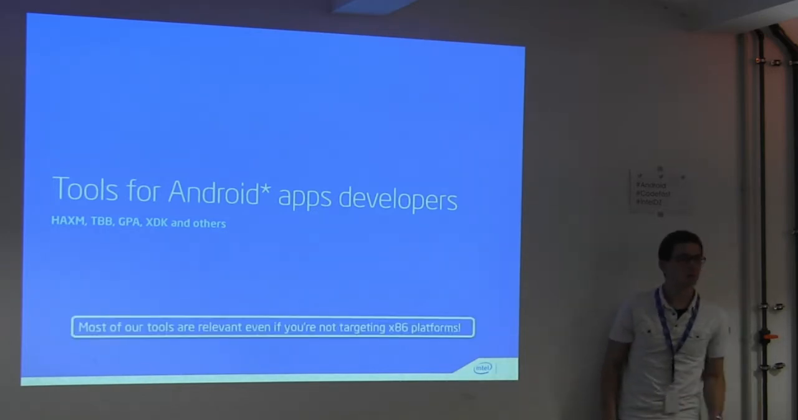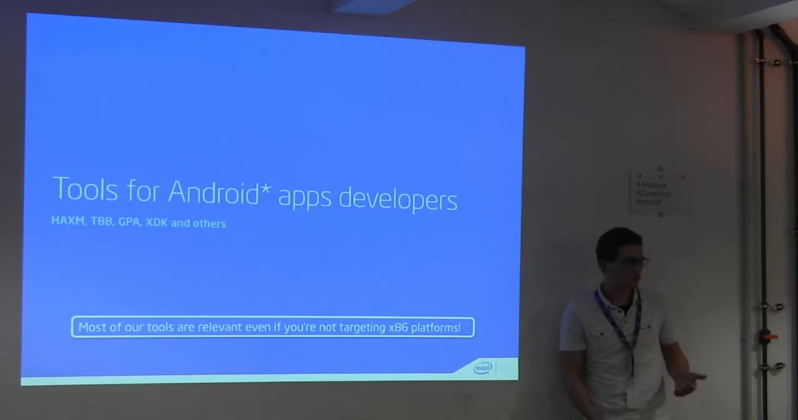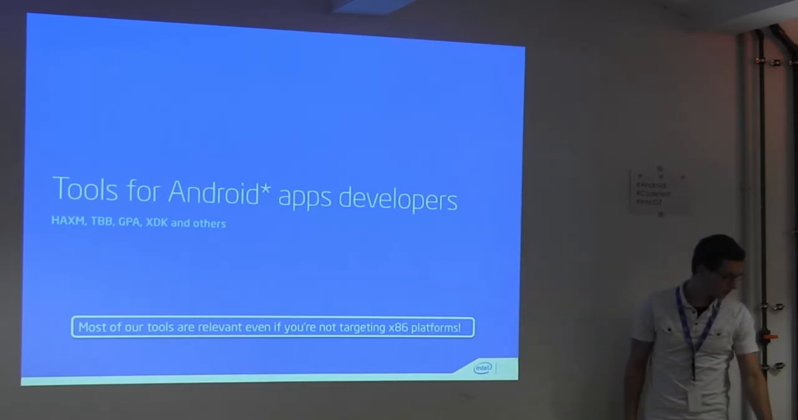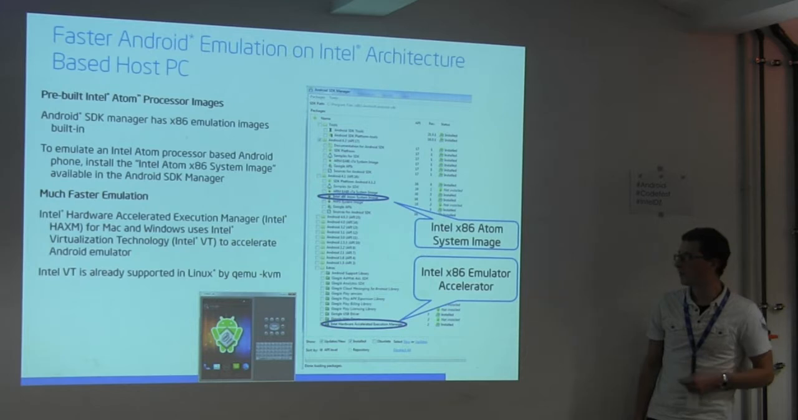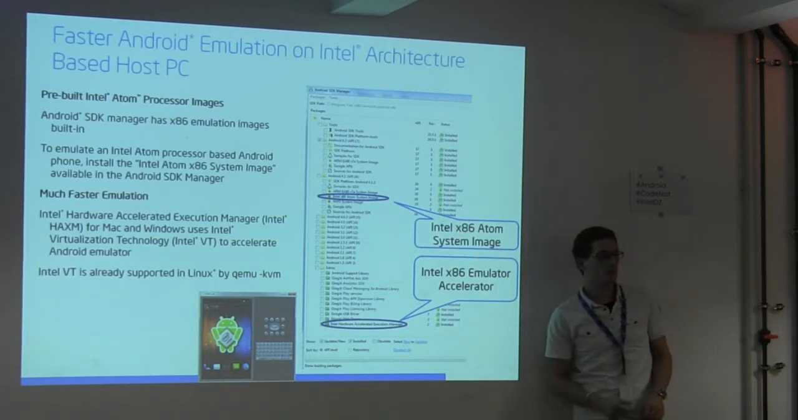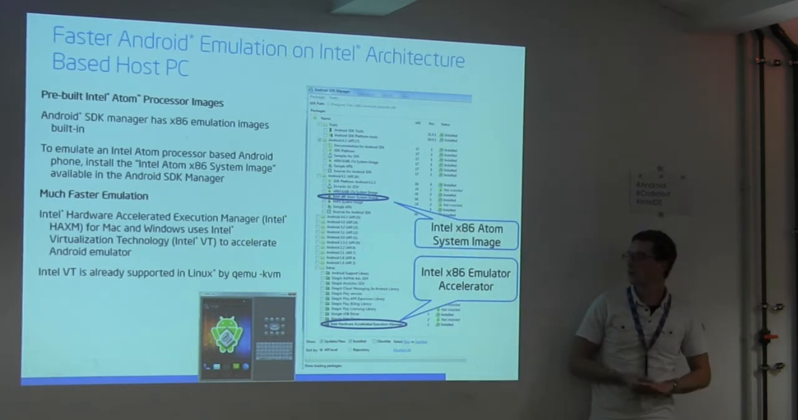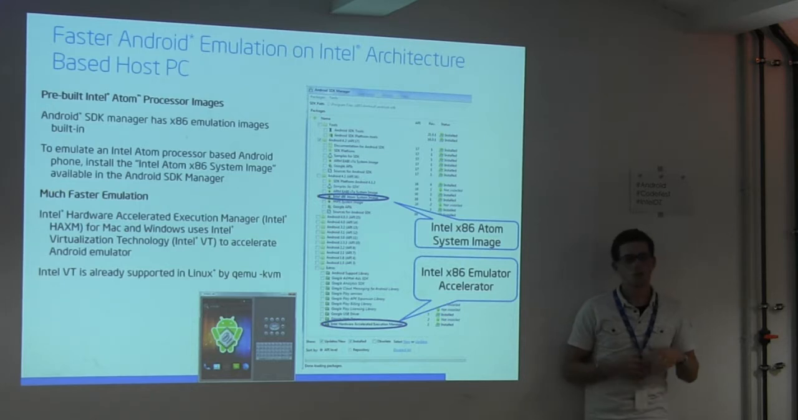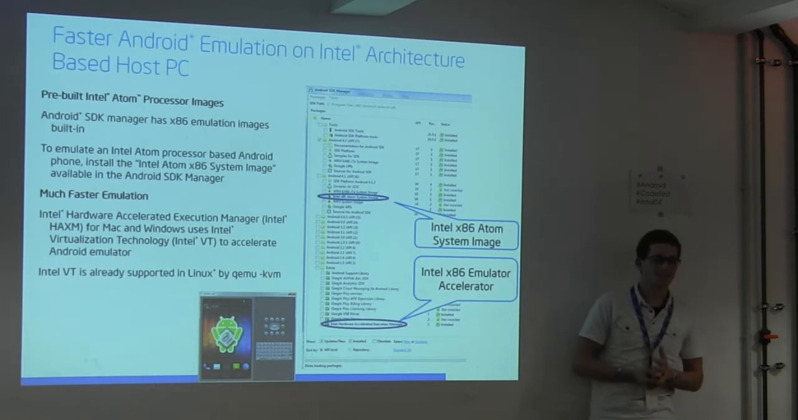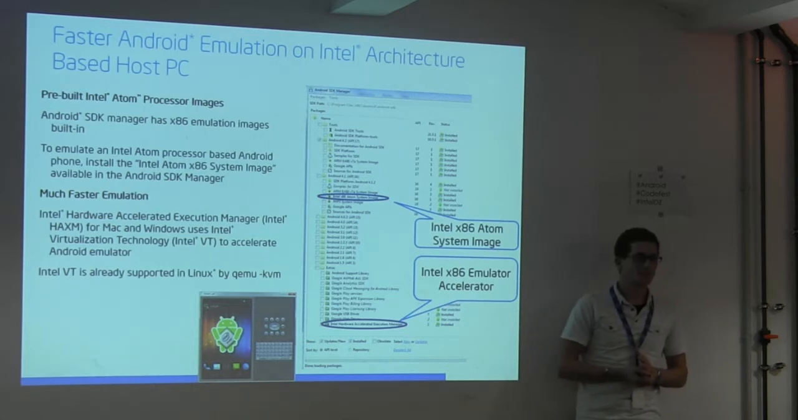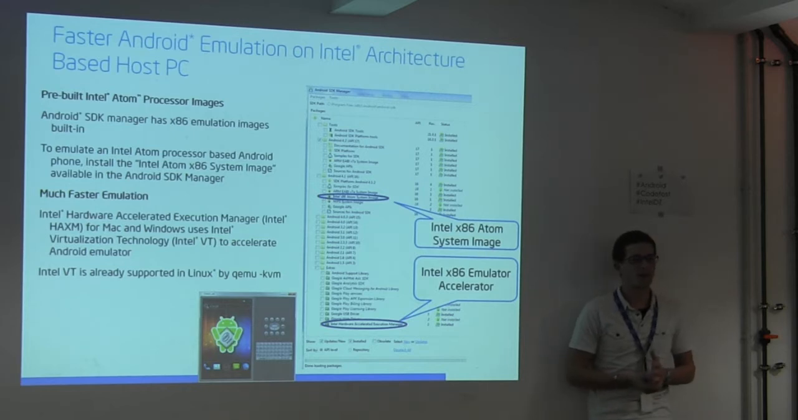So we have some tools to help you port apps and improve. So first, the Android x86 image for the emulator, that's the most important thing. Who is using the Android emulator right now? So you're using the x86 one? Yeah, because the ARM one is just painful. Most of the developers I know, when I ask if they use the Android emulator, they said no, it's so slow.